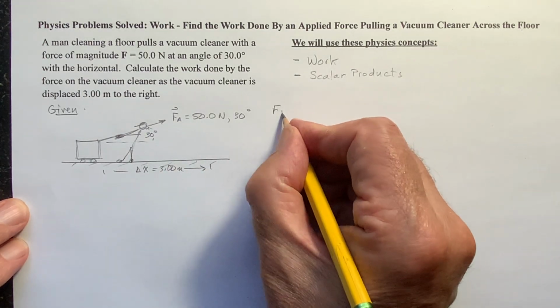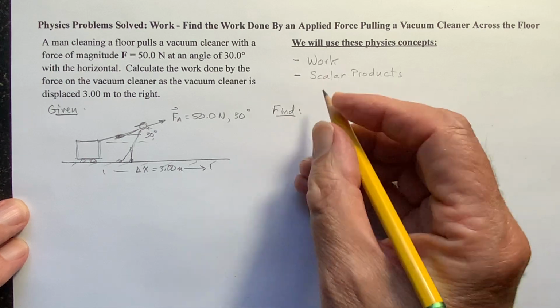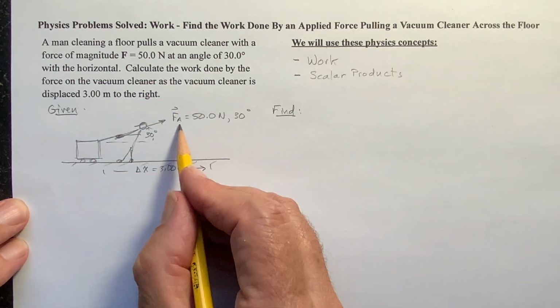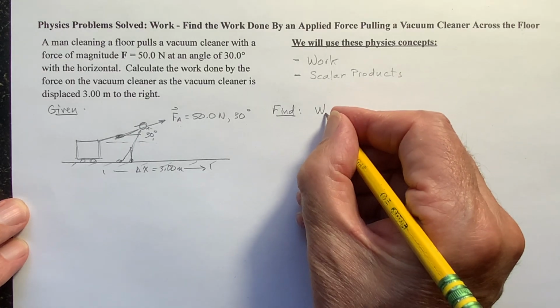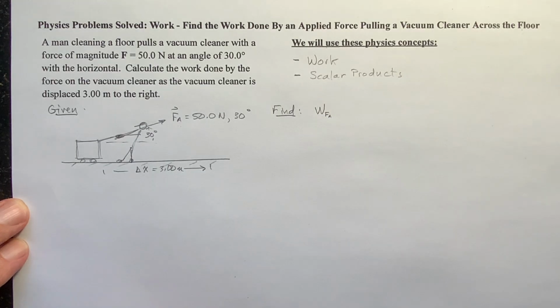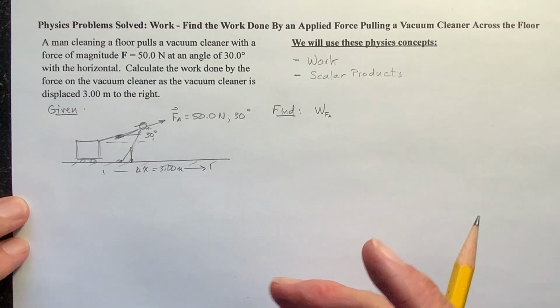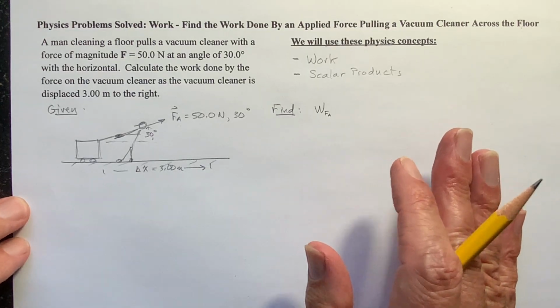And what are we trying to find? Well, we're trying to find the work done by the applied force. So the work done, here's how I express it: the work done by the applied force. That's how I wrote it down. You can do it your way, of course.